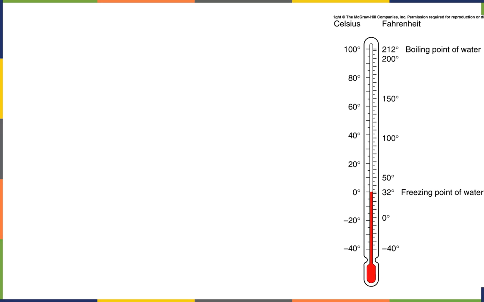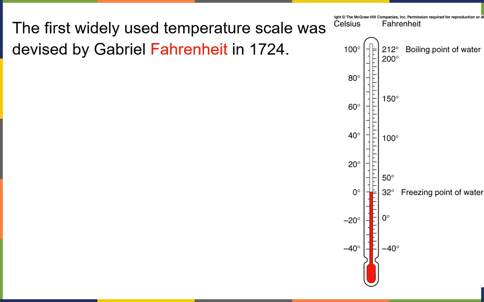So here I have a thermometer with the Celsius and the Fahrenheit scale. Real quick history. Was it 1724? Gabriel Fahrenheit developed his Fahrenheit scale. His Fahrenheit scale, we write here that it has a freezing point for water of 32 degrees Fahrenheit and a boiling point for water of 212 degrees Fahrenheit.